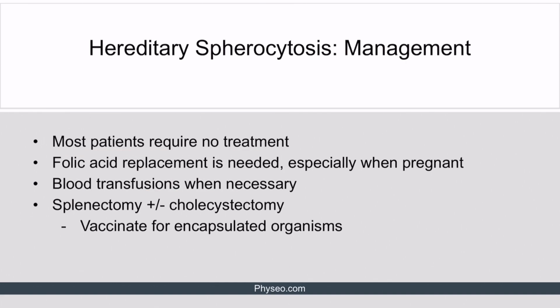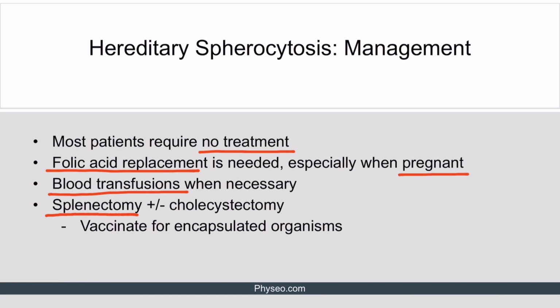Let's move on to the management of hereditary spherocytosis. Most patients require no treatment. Folic acid replacement is needed for patients with moderate to severe hemolysis and pregnant women. Blood transfusions are provided when necessary. Splenectomy is considered in patients with severe hemolysis.